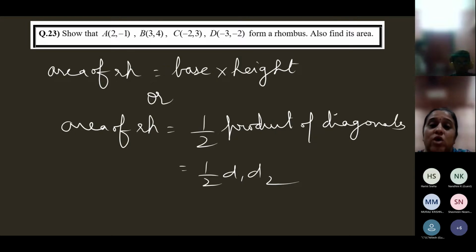Yeah, if you have to prove it's a rhombus and not a square, then you have to find the diagonals and show that the diagonals are unequal. Show that the diagonals are unequal. So since the sides are equal, but the diagonals are unequal, it is only a rhombus and not a square.